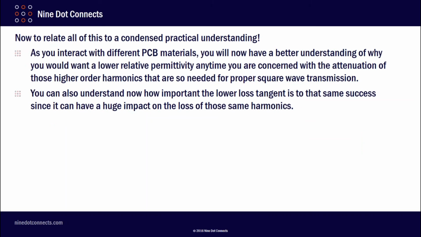Now, to relate all this to condensed practical understanding, as you interact with different PCB materials, you now have a better understanding of why you would want a lower relative permittivity anytime you are concerned with the attenuation of those higher order harmonics, so that you have the proper square wave transmission being accomplished. You can now also understand how important the lower loss tangent is to that same success, since it can have a huge impact on the loss of those same harmonics.